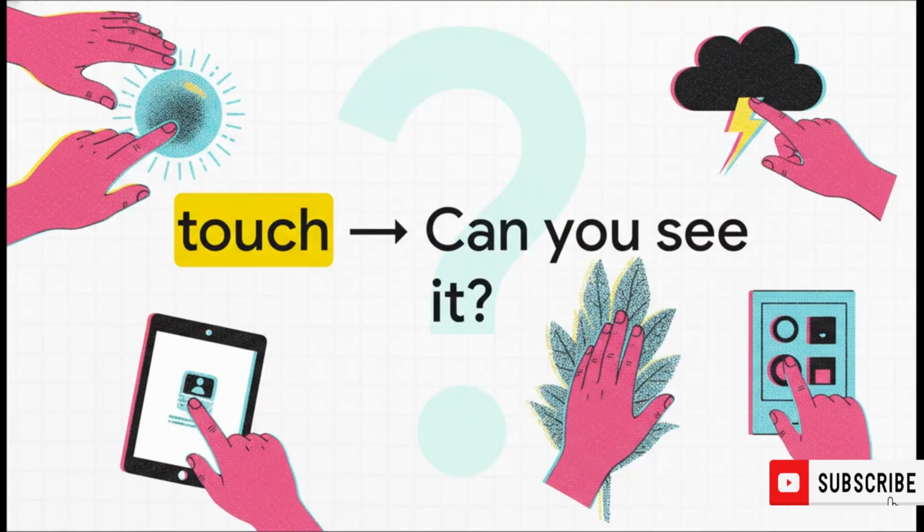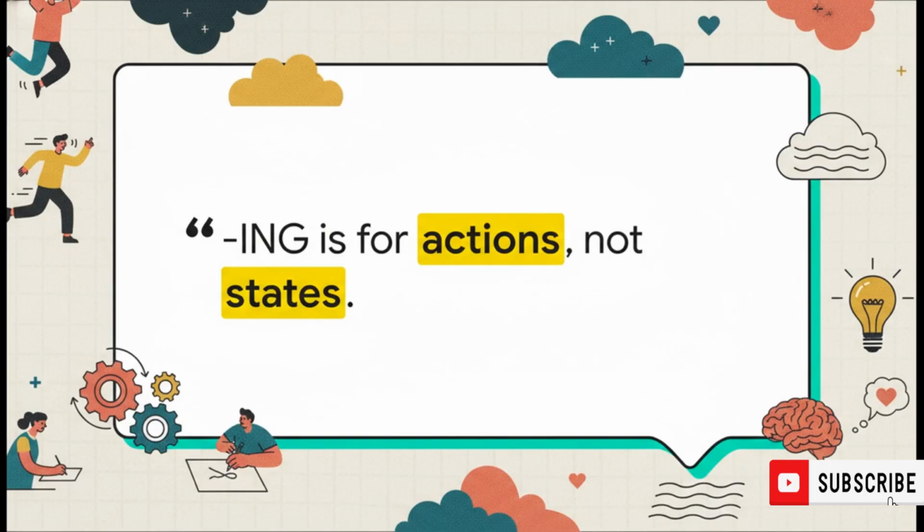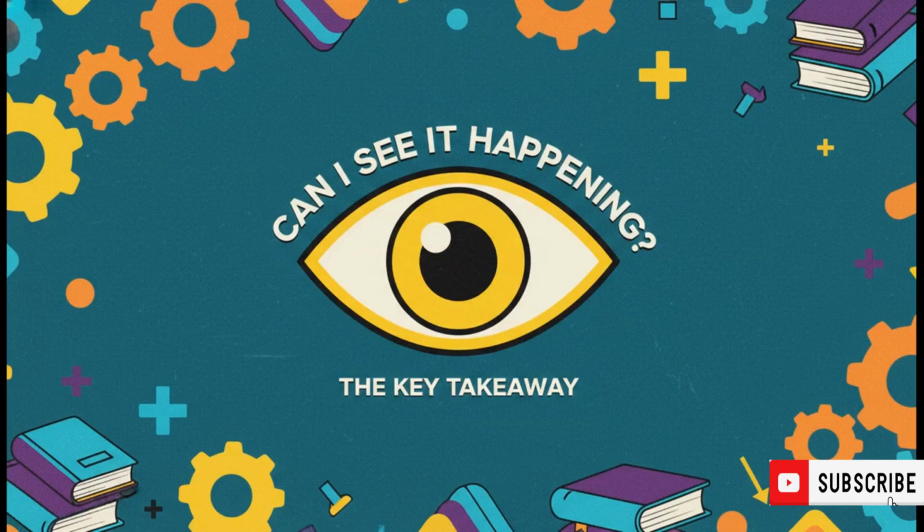Touch. Yes, I can see someone touching a table. It's definitely an action, so ing is okay. You aced it. So, if you only remember one thing from our chat today, let it be this. ing is for actions, not for states. If you can see it happening, you're almost always safe to use ing. And that's all there is to it.